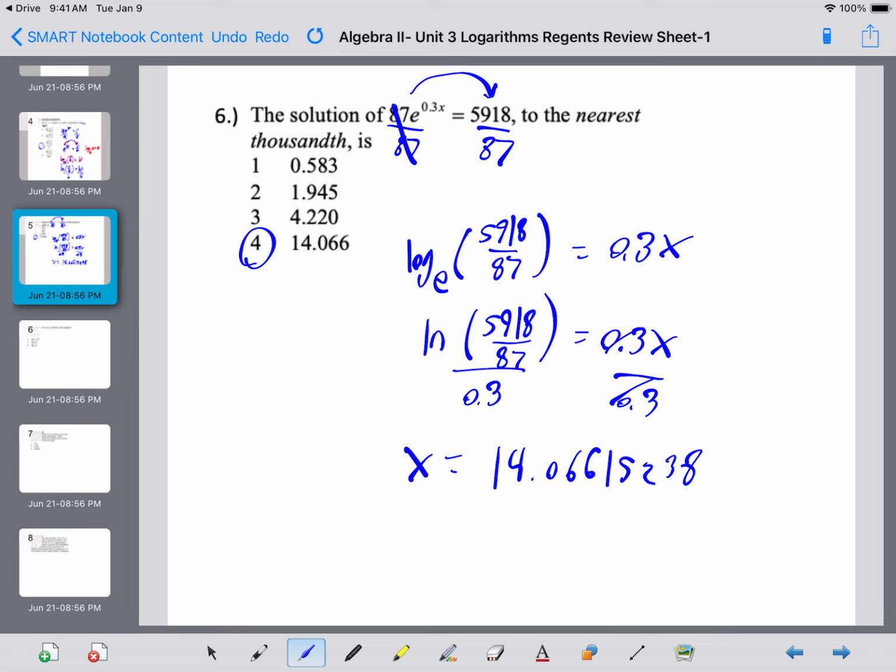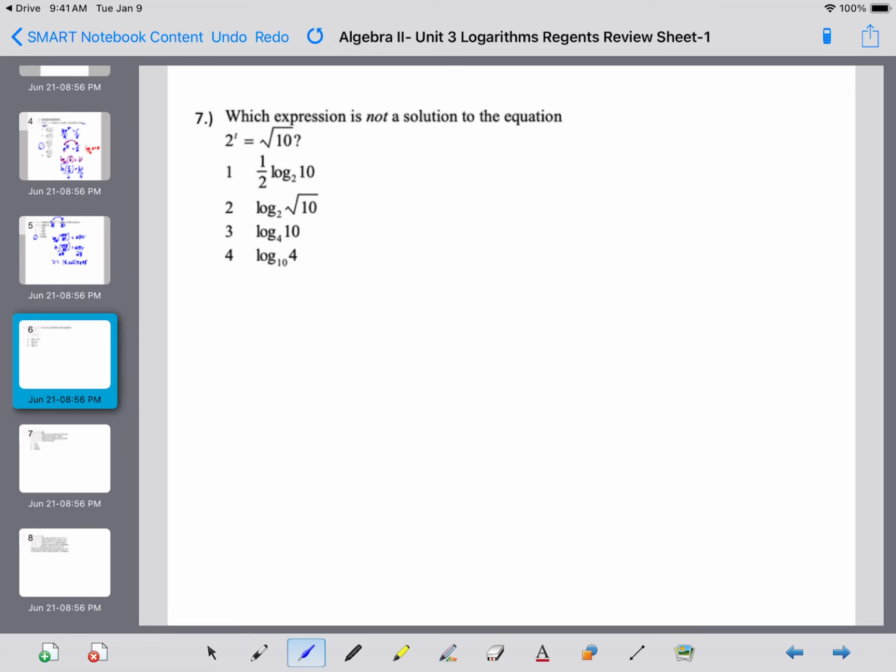Okay. Which expression is not a solution to the equation? So this kind of plays on your logarithm laws. Something you could easily do, let's say you really are not getting this, you could convert to log base form. Log b, right? Log base argument equals exponent.